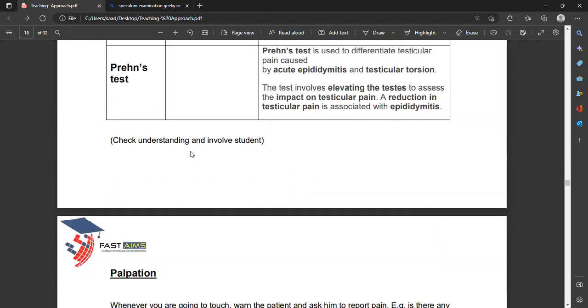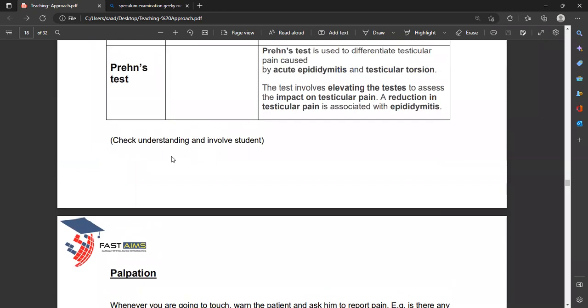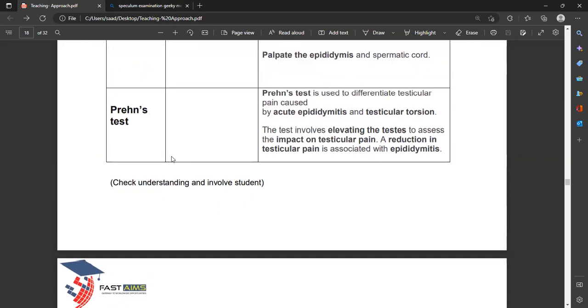And then the cremasteric reflex, I think I forgot to write it down. Okay, then cremasteric reflex, just mention it. We do the cremasteric reflex, in which one of the testicles just moves upwards. It is used for L1 and L2. Just mention it.